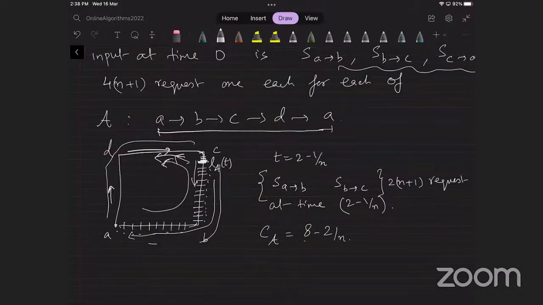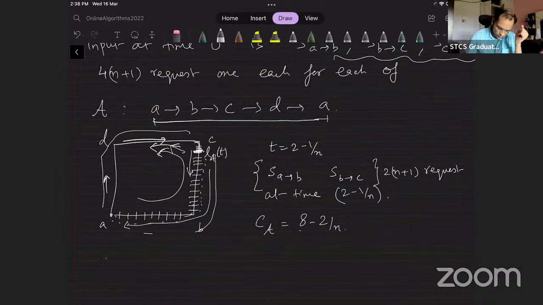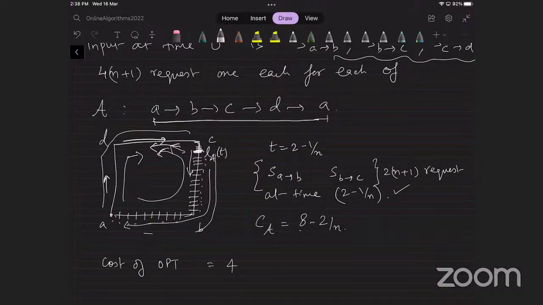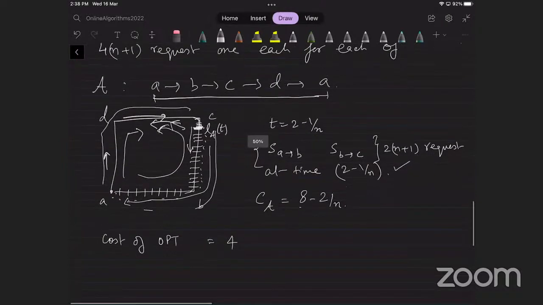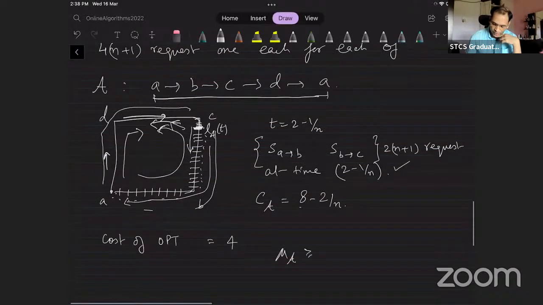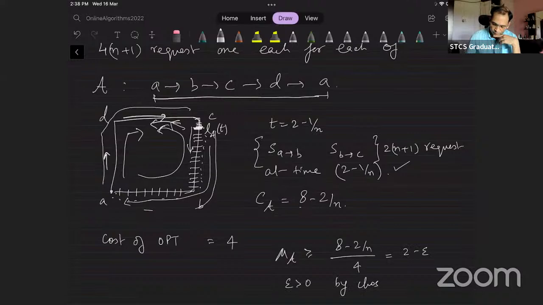Yeah. All right. So now what is the cost of OPT on the same input? OPT just knows that these are coming. So it just starts going this way and finishes in 4 units of time. Make sense? Everybody with me? So mu A is at least (8 minus 2 by n) over 4, which is essentially 2 minus epsilon for any epsilon greater than 0 by choosing n large.